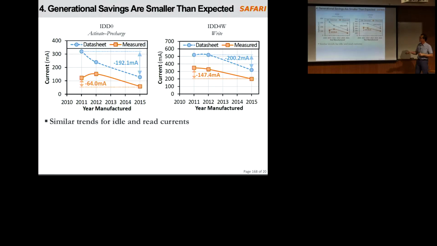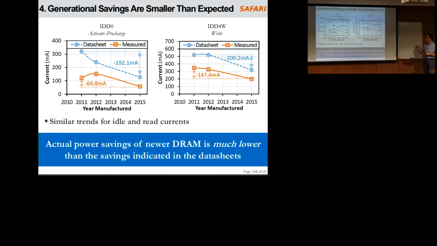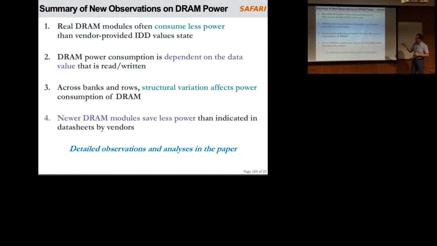Okay, and we see similar trends. These are the currents for activate, pre-charge, and write, but there are similar trends for idle and read currents. Yeah, that's the other conclusion. I think this is interesting. Okay, these were the observations, and there are more observations in the paper that I'm not going to go into.